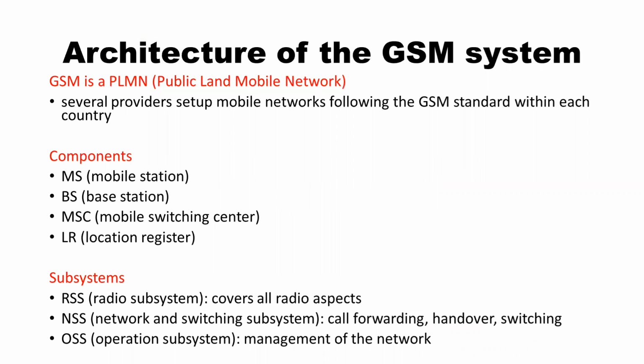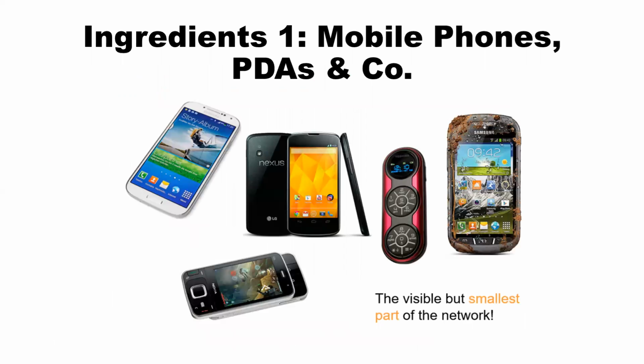Already we have seen what GSM is and what the contents of GSM are. Now, GSM is a public land mobile network. Several providers set up mobile networks following the GSM standard within each country. Components: mobile station, base station, mobile switching center, location register. Subsystems: radio subsystem covers all radio aspects; network and switching subsystem handles call forwarding and handover switching; operation subsystem handles management of the network.